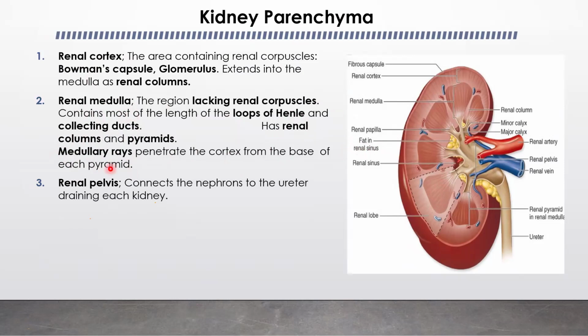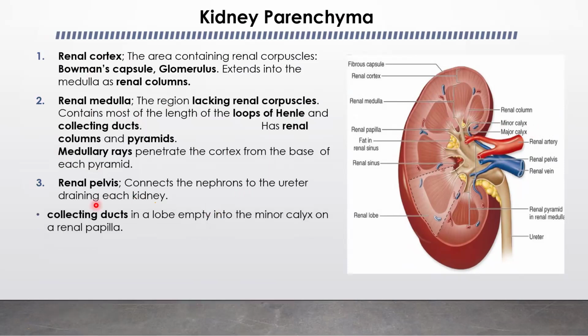Then we have the renal pelvis, which connects the nephrons to the ureter draining each kidney. The pelvic calyceal system comprises the major calyxes, minor calyxes, the pelvis and the ureter.